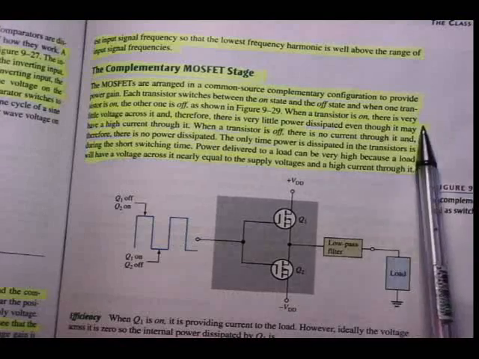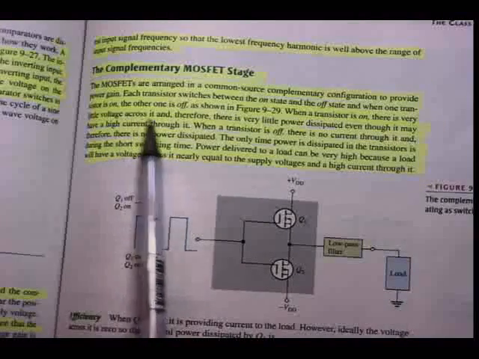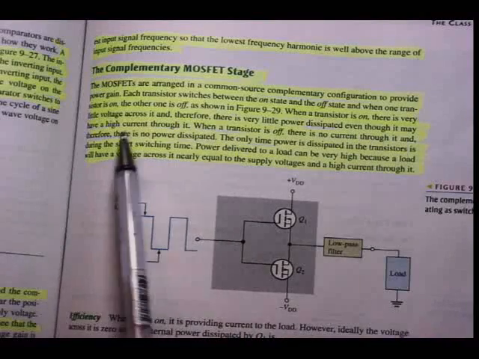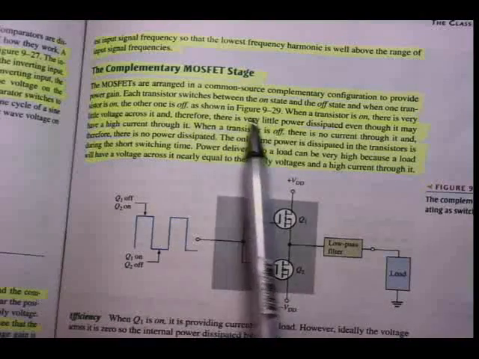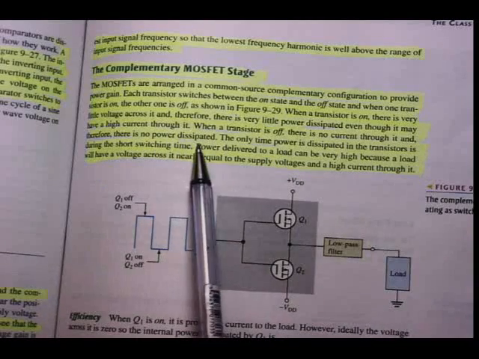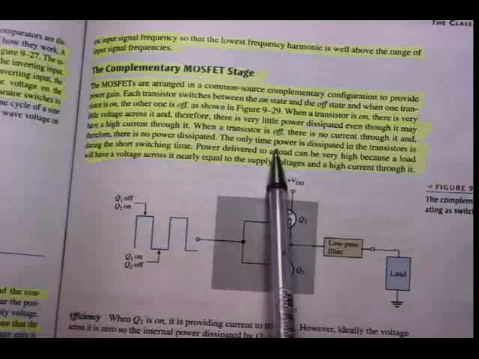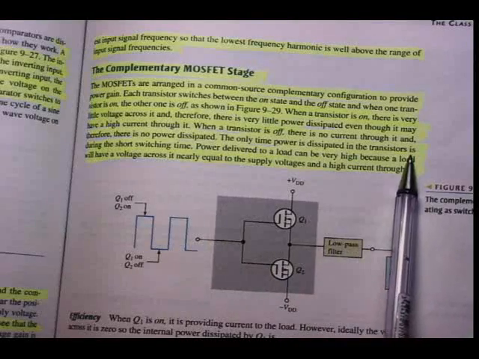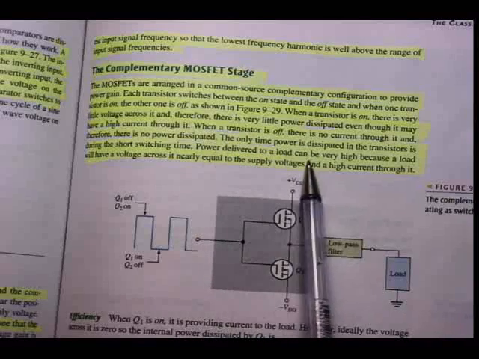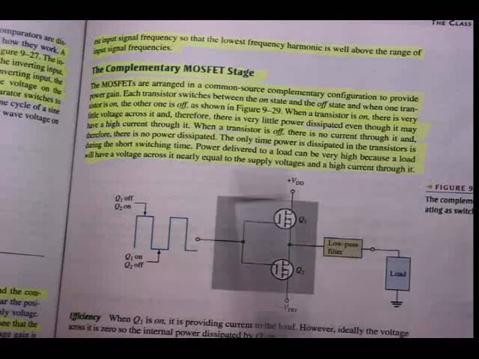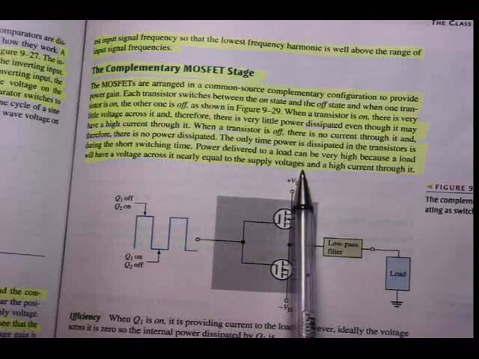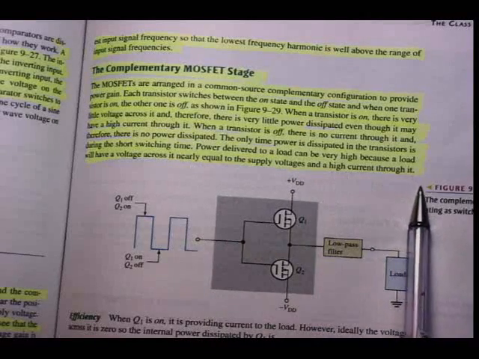When a transistor is on, there is very little voltage across it, and therefore very little power dissipated, even though it may have a high current through it. When a transistor is off, there is no current through it, and therefore no power is dissipated. The only time power is dissipated in the transistors is during the short switching time. Power delivered to a load can be very high because the load will have a voltage across it nearly equal to the supply voltages and a high current through it.